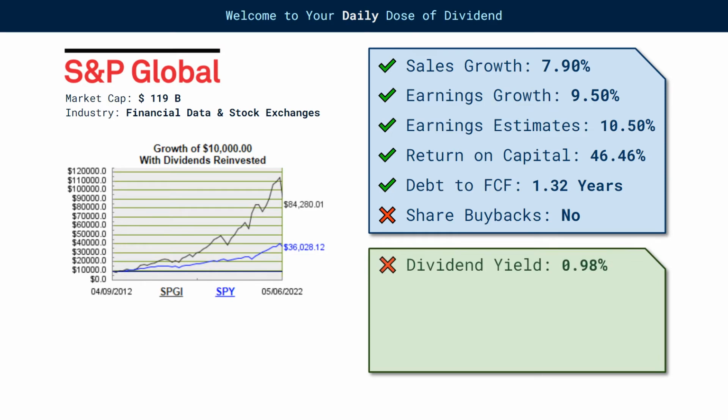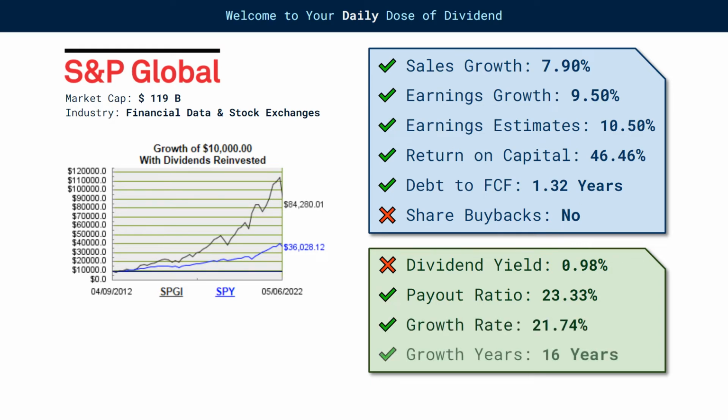And now for some dividend metrics. Dividend yield 0.98%. Payout ratio 23.33%. Growth rate 21.74%. Growth years 16 years. That gives S&P Global 8 out of 10 points. That's an outstanding score. You might want to take a closer look at this company for your dividend portfolio.